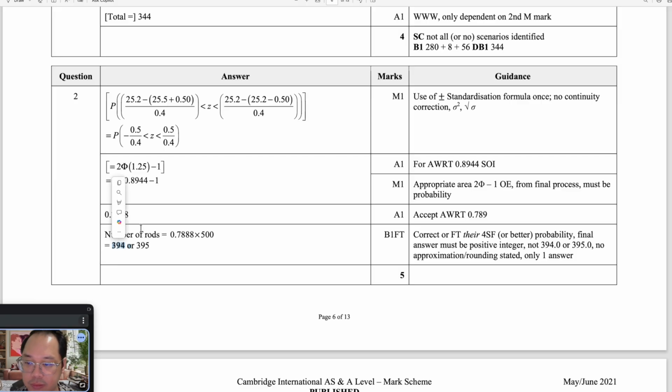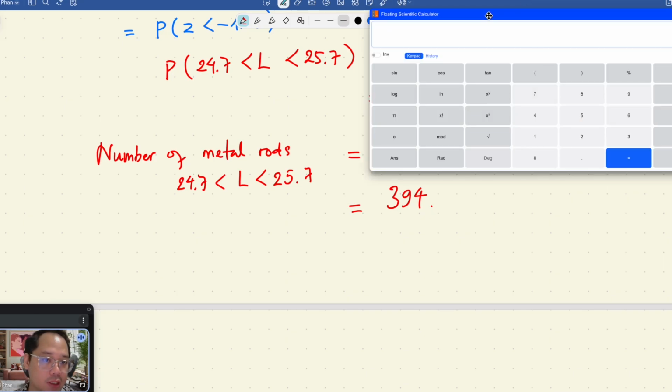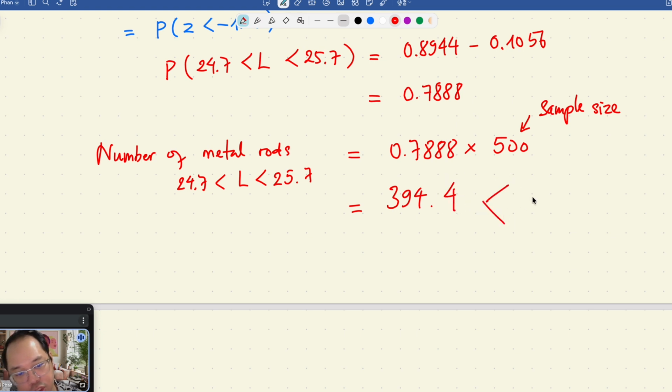Here, you see, they can even round it up because it is slightly greater, 0.4. So there are two answers, and either of them is fine, 394 or 395. They are both accepted in the mark scheme.